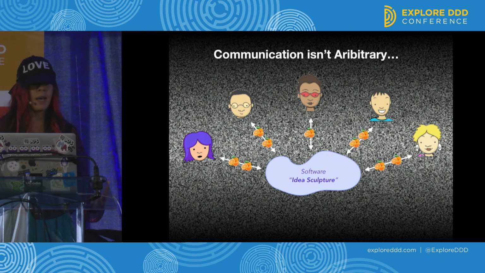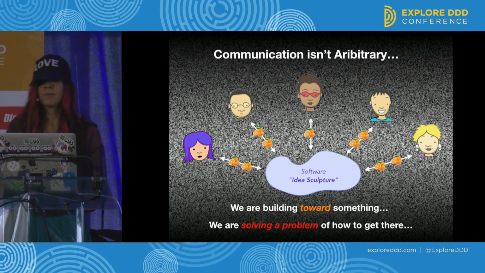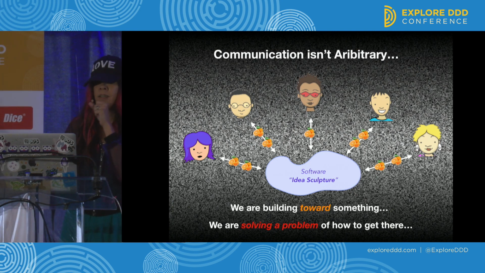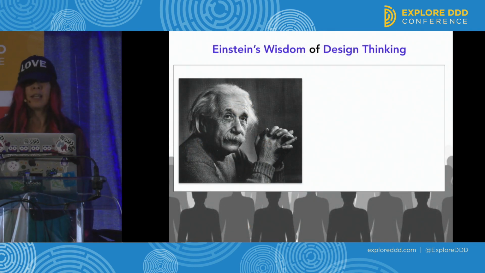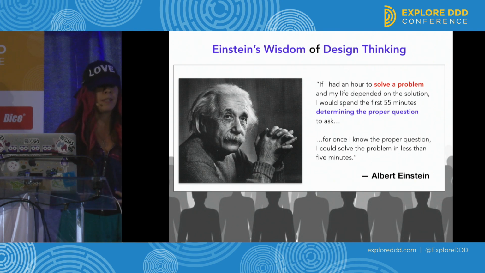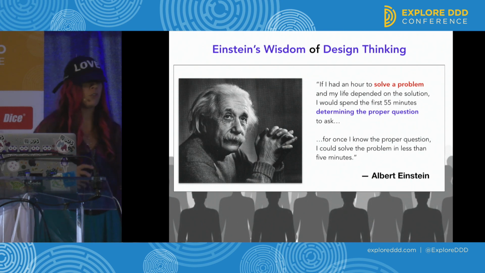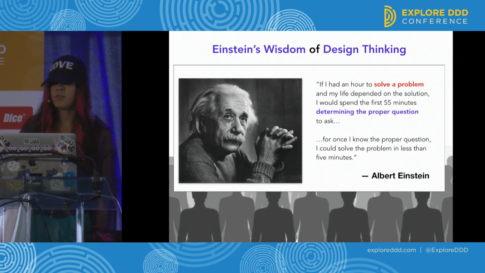But the communication patterns aren't arbitrary. We're building towards something. We're solving a problem of how do we get to some place, right? We're going somewhere. So if I think back to one of my heroes, Albert Einstein, he had this wisdom around design thinking. If you're familiar with this quote, if I had an hour to solve a problem and my life depended on the solution, I would spend the first 55 minutes determining the proper question to ask. For once I know the proper question, I could solve the problem in less than 5 minutes.